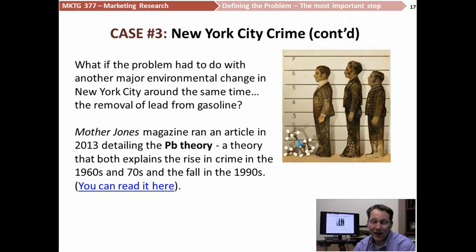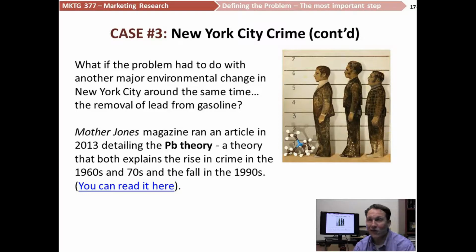The lead theory is probably the most compelling argument I've seen for the rise and fall of crime in the United States, and particularly in cities, because the lead theory says that lead, an element that we used to have in our gasoline and which is very toxic to human beings and can make us behave erratically and violently, very suddenly became an environmental problem, and then just as suddenly ceased to be an environmental problem because of the presence of gasoline.